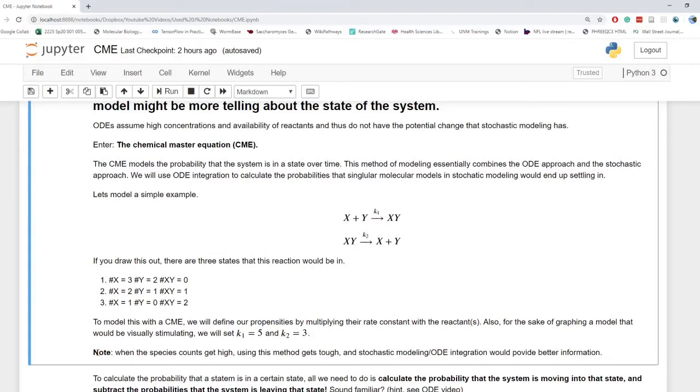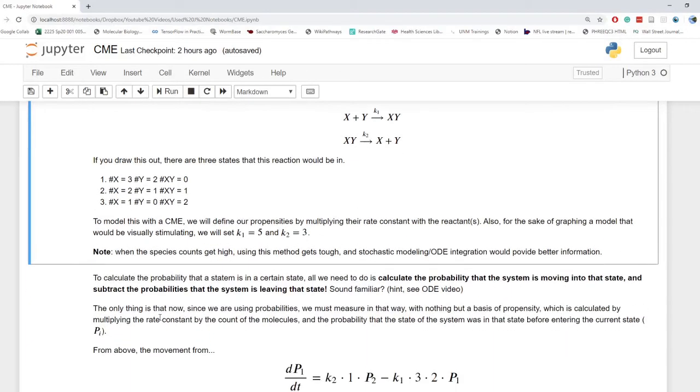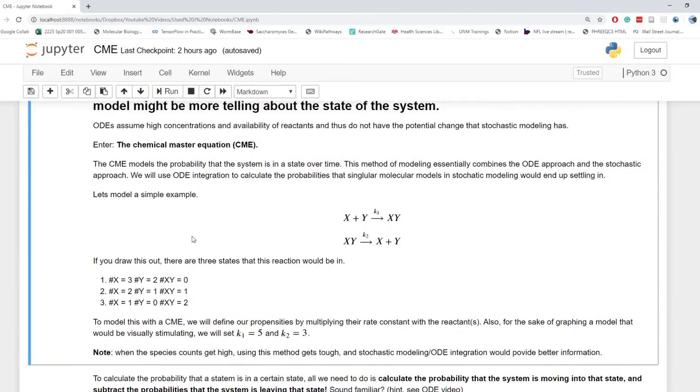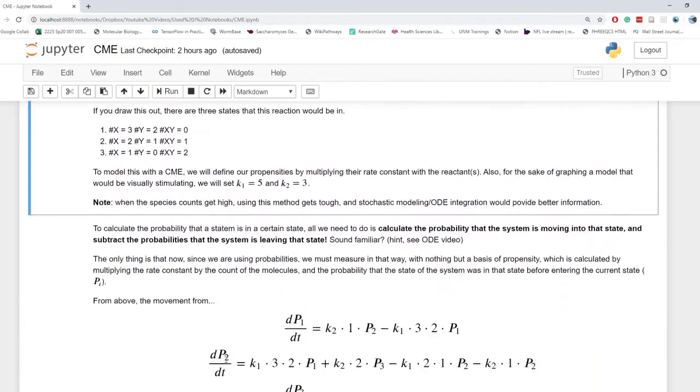One downfall of the CME is that when species count gets high, this model usually gets tough, and stochastic modeling or ODE integration would provide better information. I would say ODE integration, if the species count gets high, might provide you with the information you're looking for. Anyway, this is all based on the probability that the system is in a certain state, and so that's what we've got to figure out now.